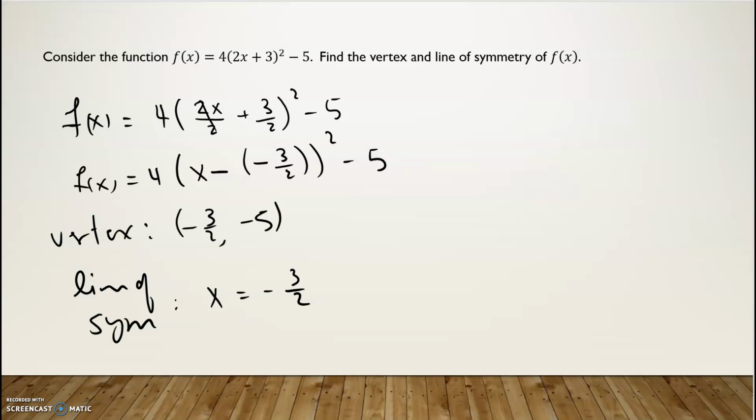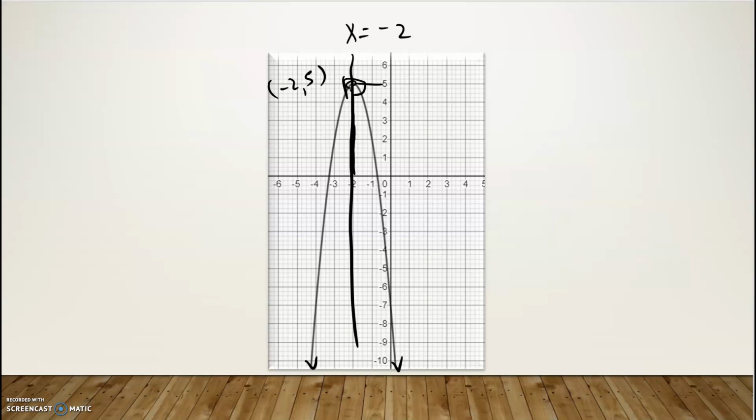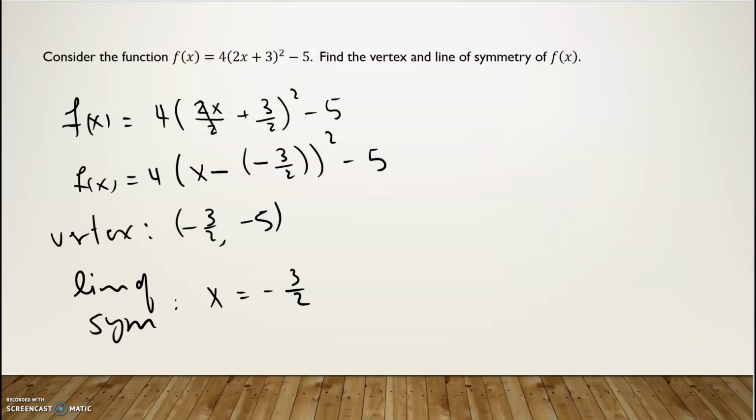So should this vertex be a max or a min? And by the way, on this other one, we had a max for the vertex. So for this function, notice that I have a positive 4. So that means the parabola should be opening upwards, which means our vertex here is going to be a minimum.